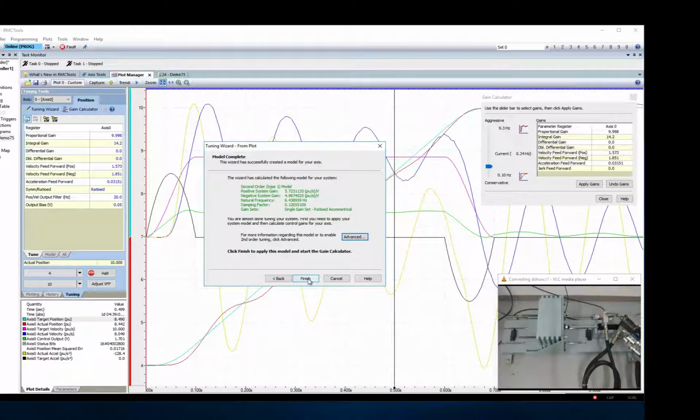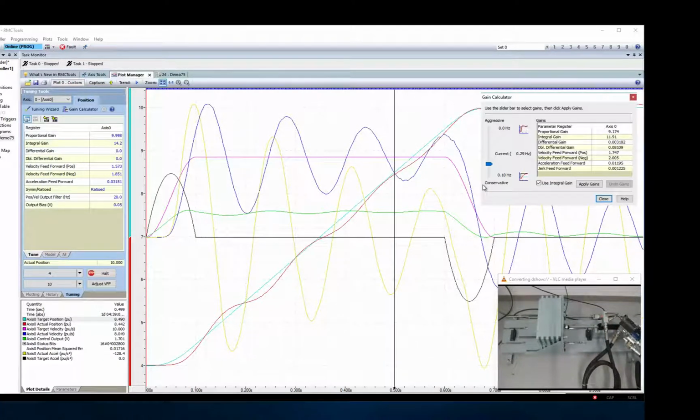So now I hit finish. Now I can come over here and you can see that it's filling in the second derivative gain. It's labeled as double derivative gain here, double differential. And I'm going to move this up. I can move the bandwidth up much higher. About 1.8 is good. Hit apply.